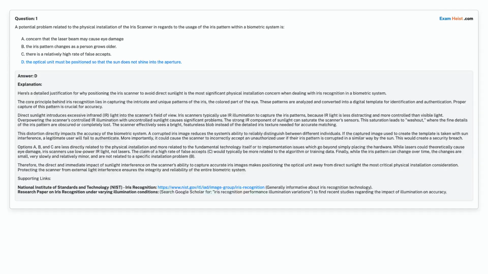Correct answer is Option D. The optical unit must be positioned so that the sun does not shine into the aperture.